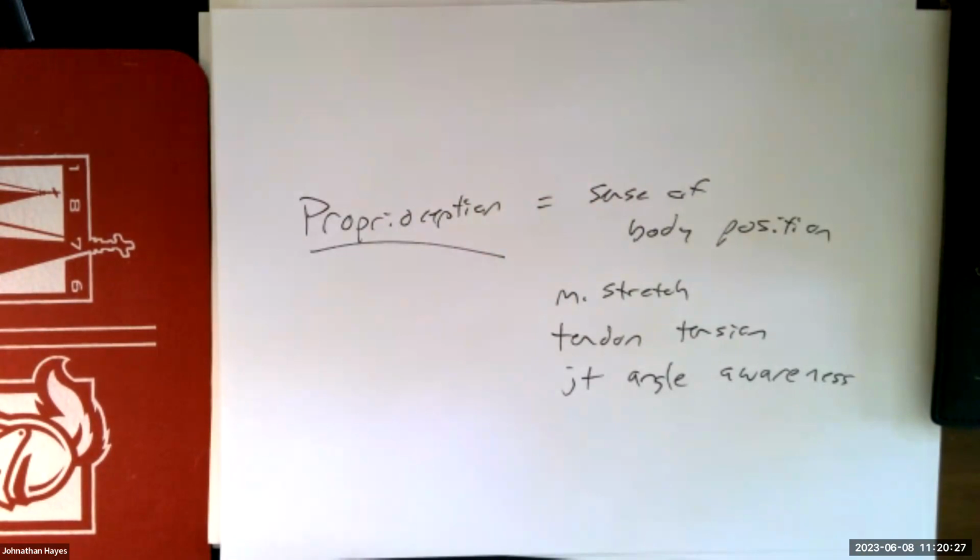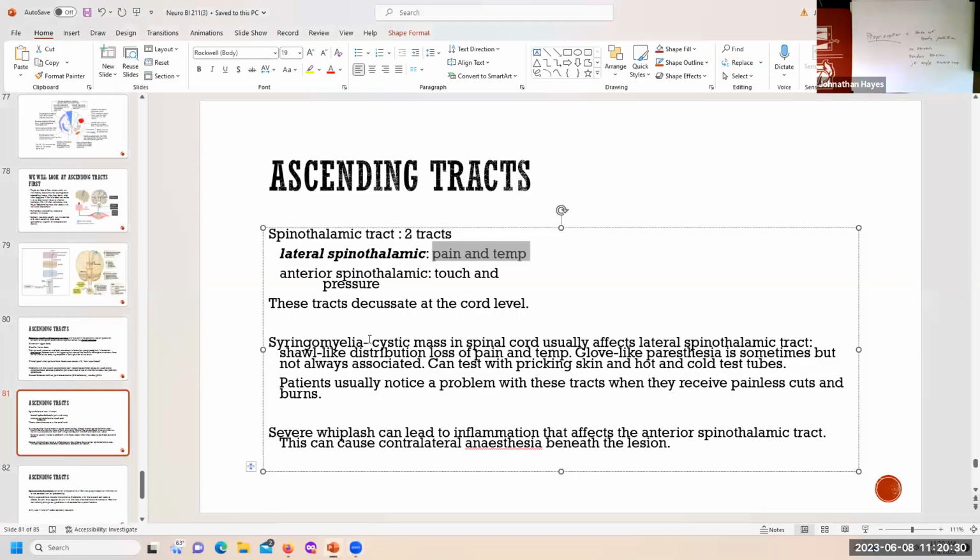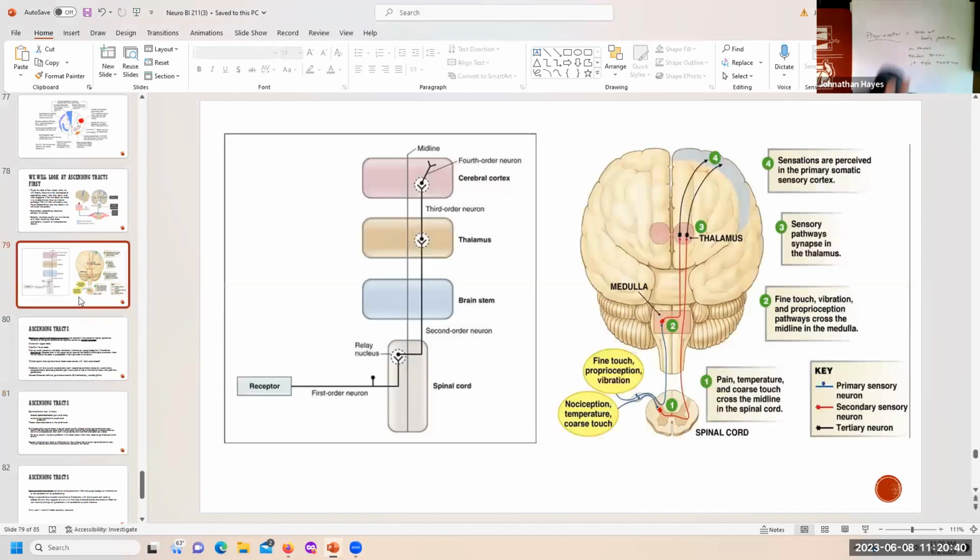Syringomyelia: the most common reason somebody would have a lateral spinothalamic tract injury is a fluid-filled cyst that develops on the cord right in the middle, right where the lateral spinothalamic tract decussates over. So here is the lateral spinothalamic tract coming in. So nociception is the sensation of pain and temperature.